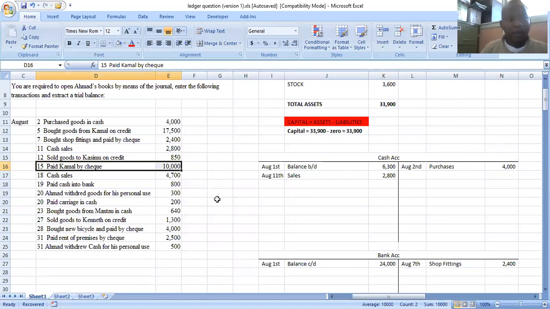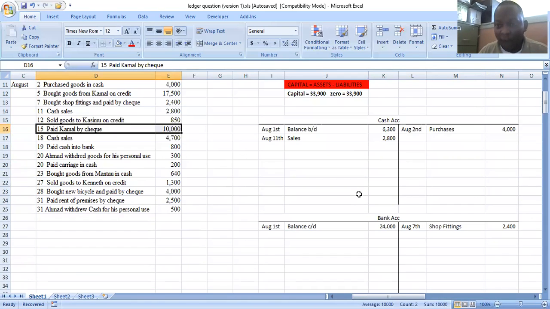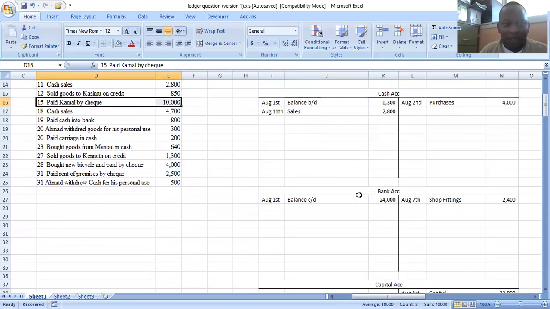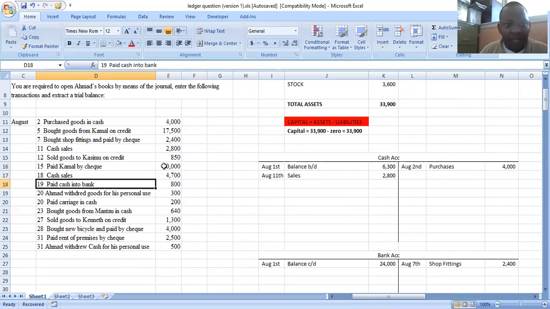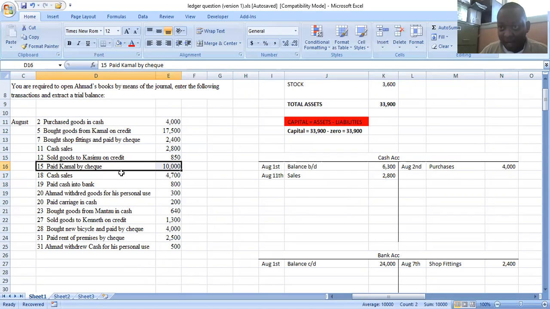August 15th, paid Kamal by check 10,000 shillings. So remember we had goods that we had purchased from Kamal on credit, and Kamal is our creditor, a liability. So you already have Kamal's account. So the two accounts here, paid Kamal by check, are bank account and Kamal account. So both are decreasing. Bank is an asset, Kamal is a liability.